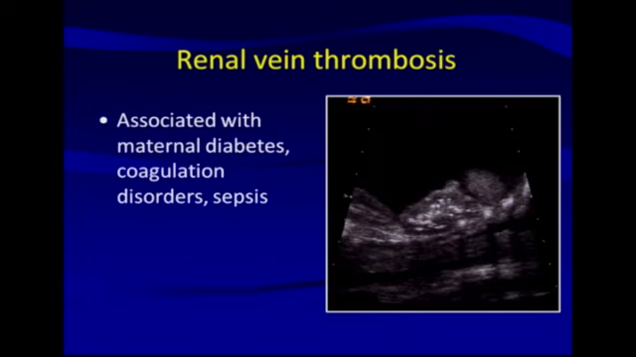Renal vein thrombosis is not common, but you can see it in large echogenic kidneys. This is often seen with coagulation disorders leading to renal vein thrombosis. It can be seen with sepsis or possibly maternal diabetes, and you can see these kidneys, and these characteristically have these more linear echogenicities within the kidney, but they can be acutely more swollen in a more acute situation.